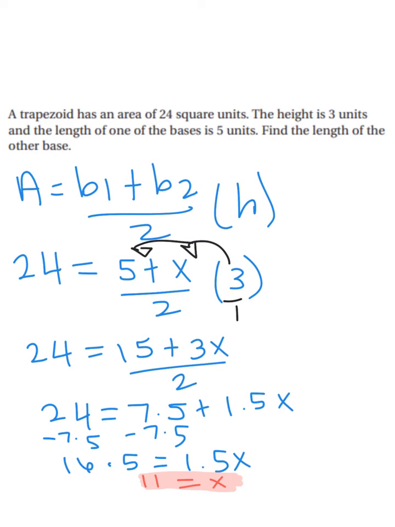So for this problem, you should have gotten a length of 11 for the second base. And to check that, we would say 11 plus the other base 5. 11 plus 5 gives us 16. 16 divided by 2 is 8. And 8 times the height of 3 would give us 24.